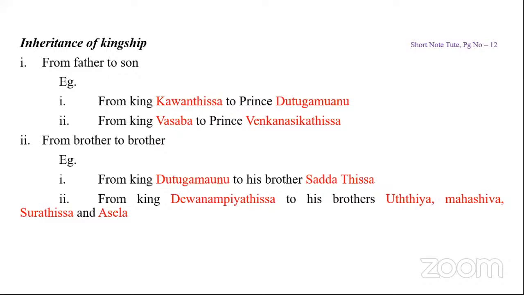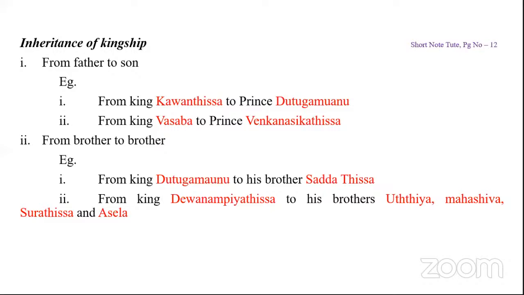Then brother to brother. What was brother to brother? If the king does not have any sons, he had to give the kingship to his brother, his elder brother. So from King Dutugamunu to his brother Saddhatissa, he gave the kingship, and from King Devanampiyatissa to his brother Uttiya, Mahasiva, and Suratissa and Asela.